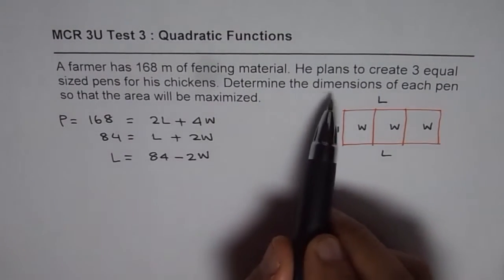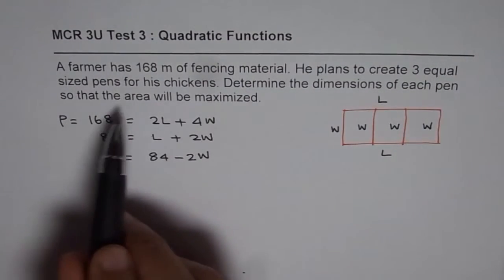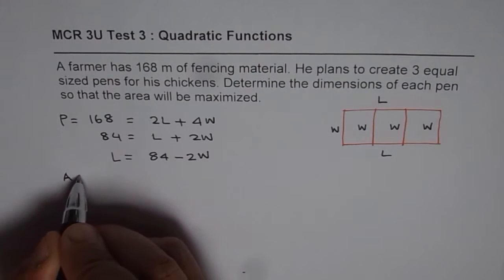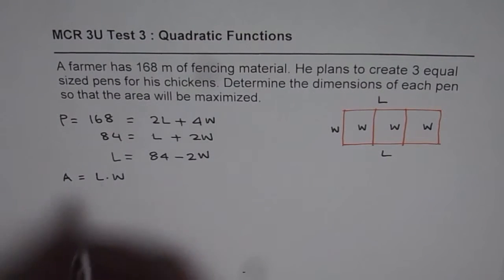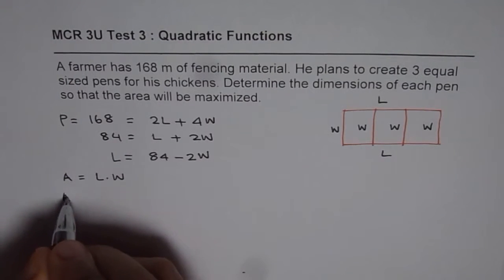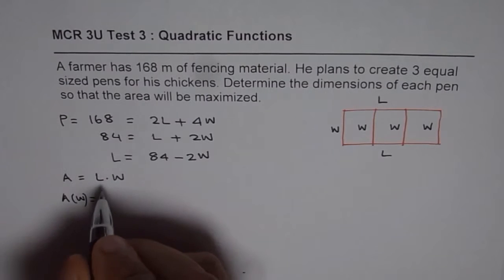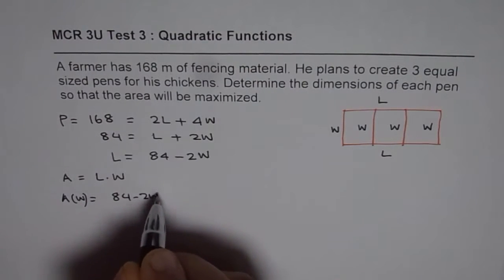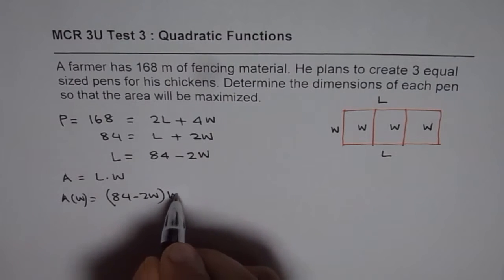Now determine the dimensions of each pen so that the area will be maximum. Now what is the formula for area? So area is length times width. So if I write length in terms of width, I get area as a function of width, right? Which becomes 84 minus 2W times width, correct?